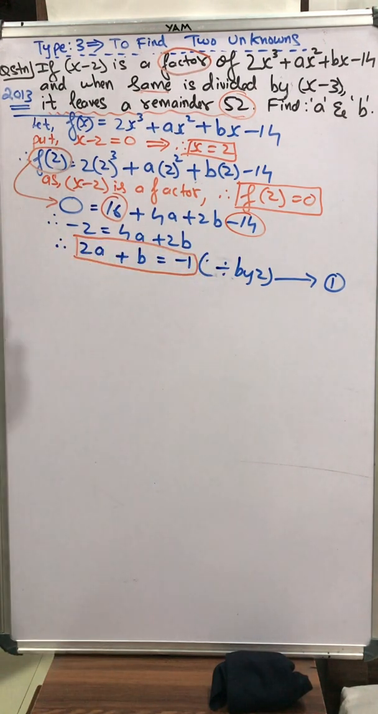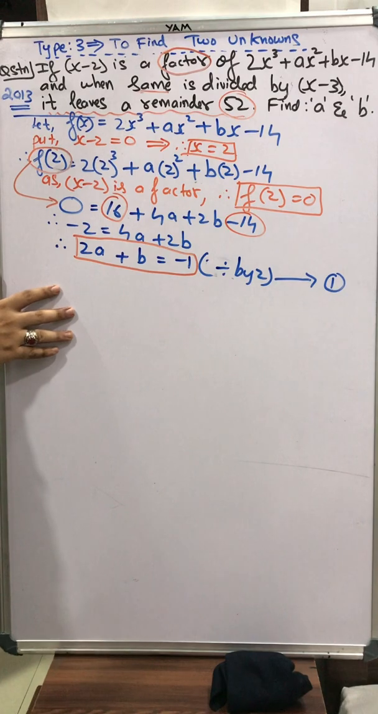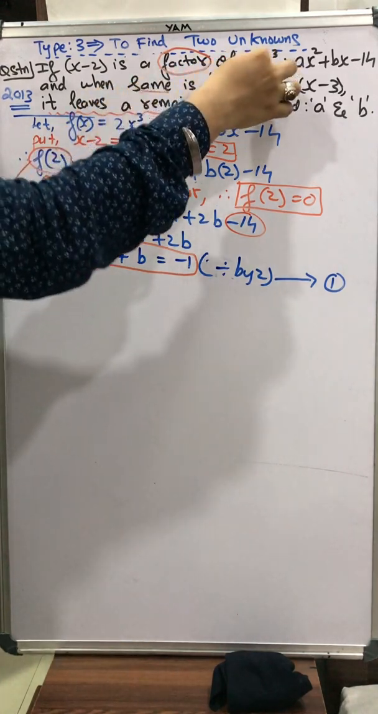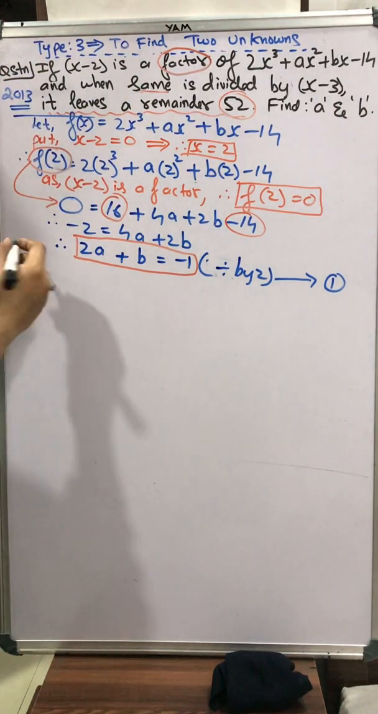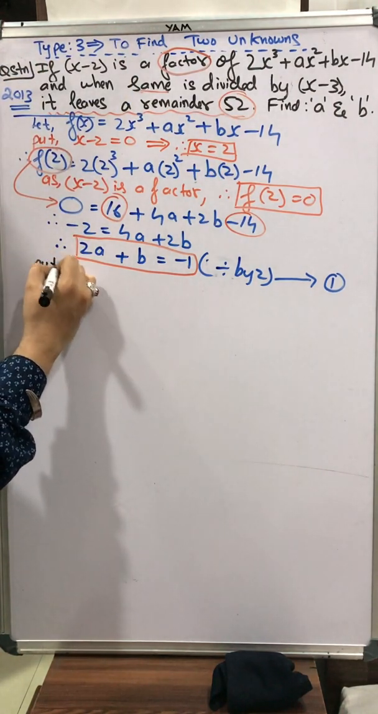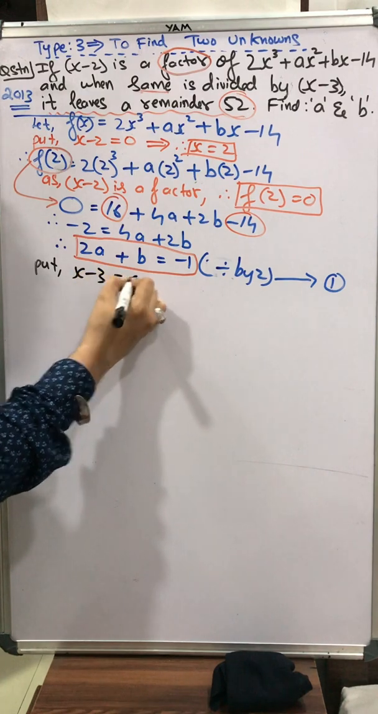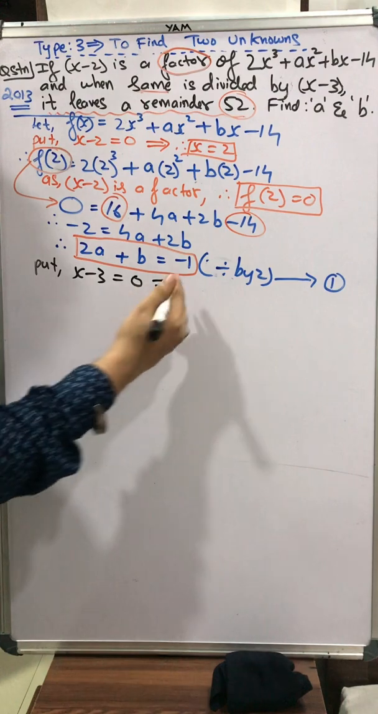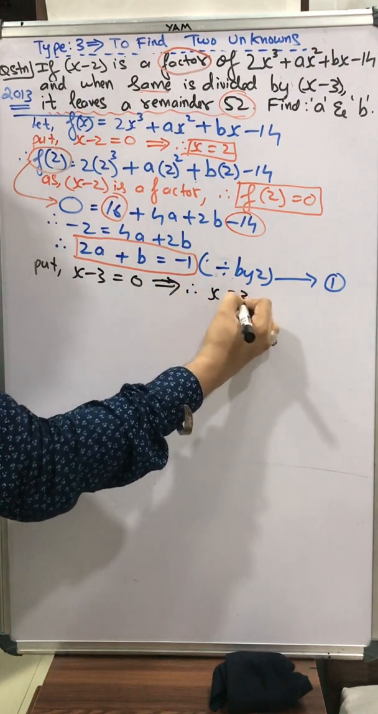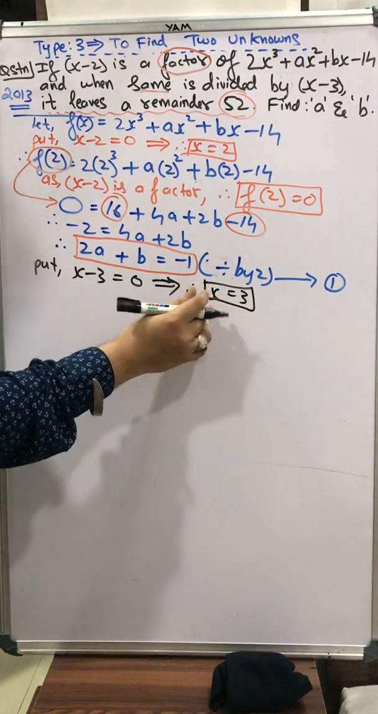Okay, now I'll start with the second part, second condition. When this polynomial is divided by x minus 3, my divisor is x minus 3. So now I'll put x minus 3 equals 0. On the right hand side, you have to write it down only. Therefore x is equal to 3. This is my second divisor.